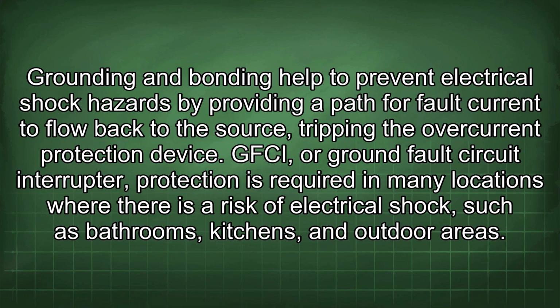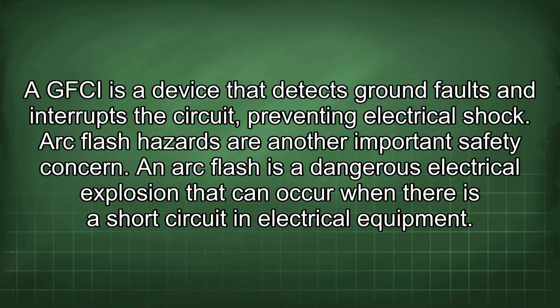Grounding and bonding help to prevent electrical shock hazards by providing a path for fault current to flow back to the source, tripping the overcurrent protection device. GFCI, or ground fault circuit interrupter, protection is required in many locations where there is a risk of electrical shock, such as bathrooms, kitchens, and outdoor areas. A GFCI is a device that detects ground faults and interrupts the circuit, preventing electrical shock.